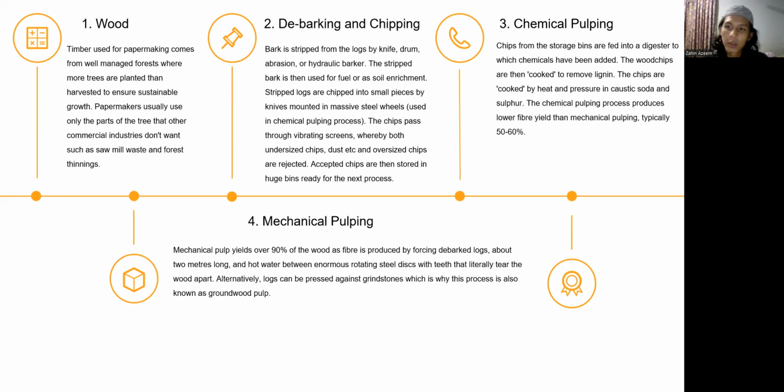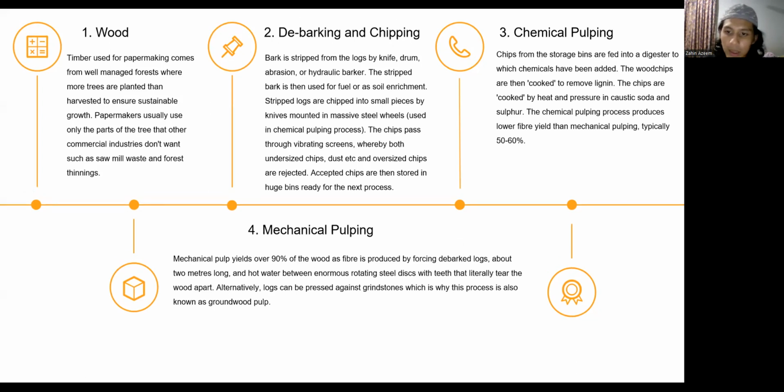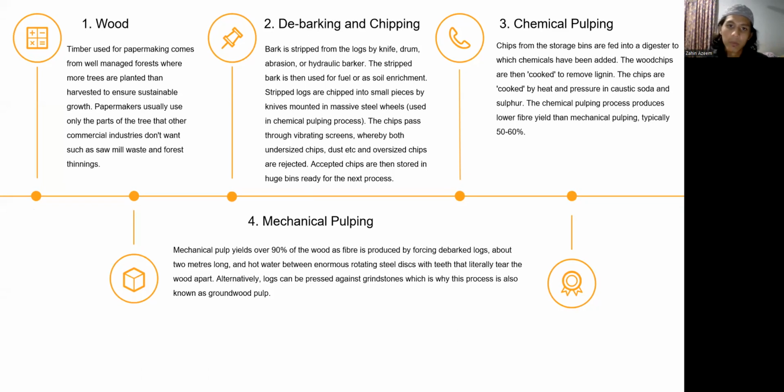The wood chips are then cooked to remove the lignin. So what is lignin? Lignin is like a coating for the wood or chips that have been chipped by the process of debarking and chipping. After that, the chips are cooked by heat and pressure in caustic soda and sulfur to remove the lignin. The chemical pulping process produces lower fiber yield than mechanical pulping, typically between 50 and 60%.